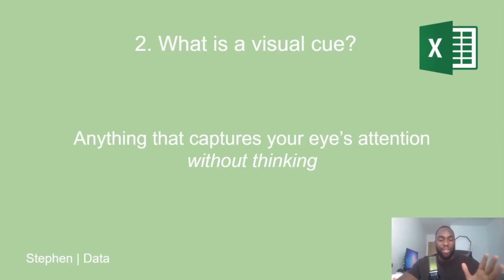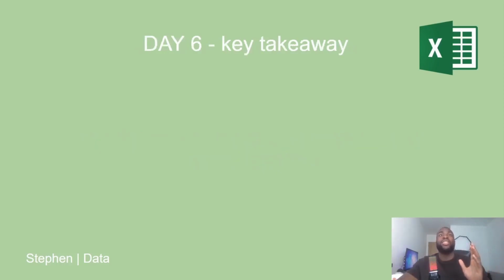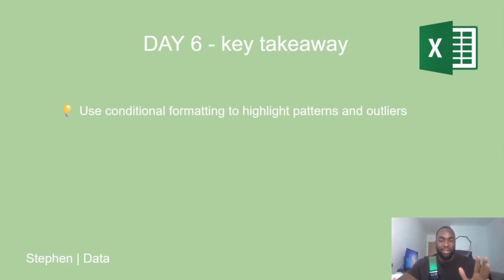So guys, one thing you need to remember is this. You need to use conditional formatting to highlight patterns and outliers. That's the most important thing here. And also, you need to avoid visual clutter. The power of visual cues is that they remove the need to think hard. You just see the data, you understand it, and you're able to act on it. The more effective the visual cues, the faster your users can act on it.